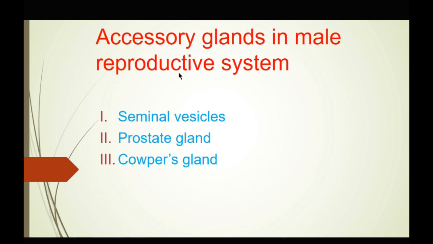A very important thing to be noted here: if there is a male that has all the external and internal reproductive organs, and also has the accessory ducts, but does not have functional accessory glands, then that person would be unable to reproduce. So these three accessory glands play a very important role in the normal reproduction of that human.